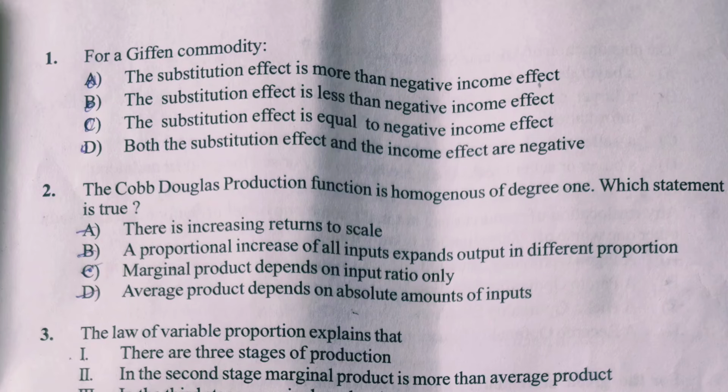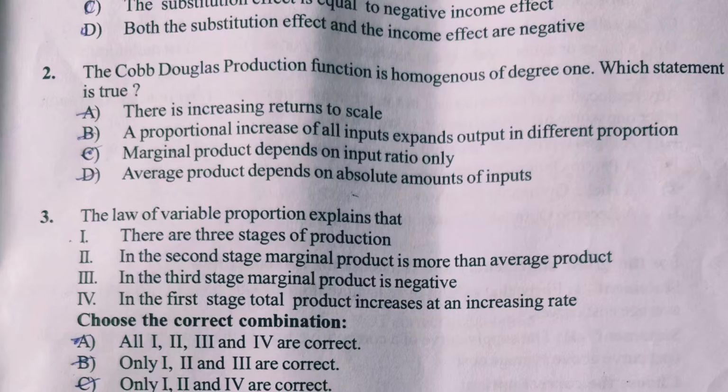Next question is, the Cobb-Douglas production function is homogeneous of degree 1. Which statement is true? We are being given: there is increasing returns to scale. A proportional increase in all inputs expands output in different proportion. Marginal product depends on input ratio only. Average product depends on absolute amounts of inputs.